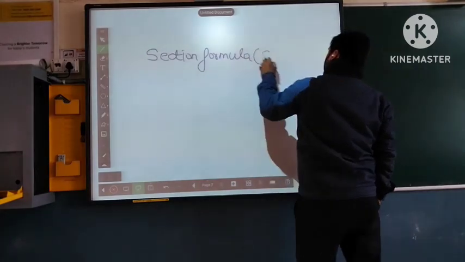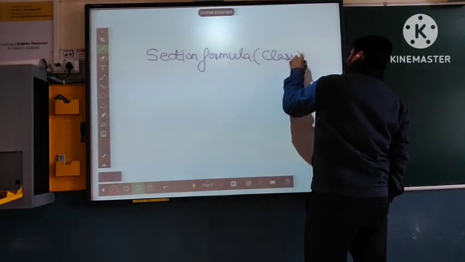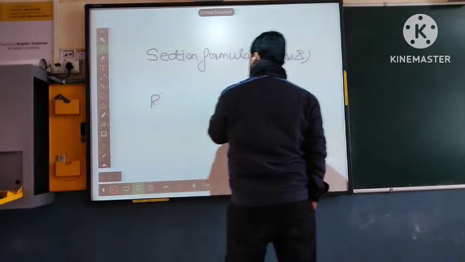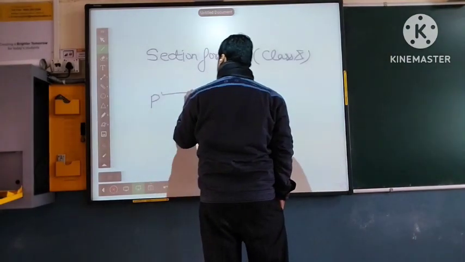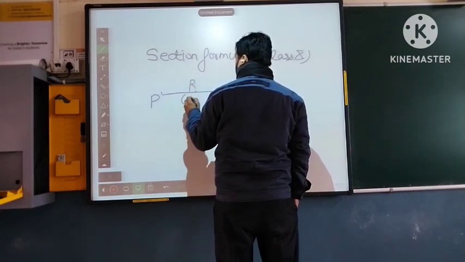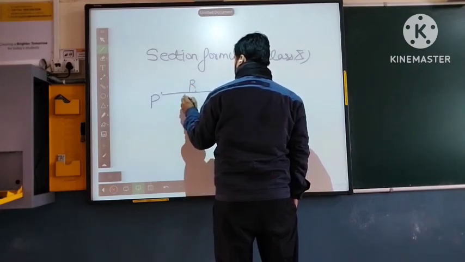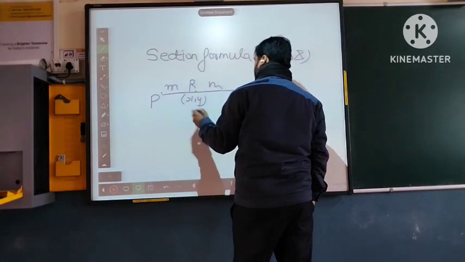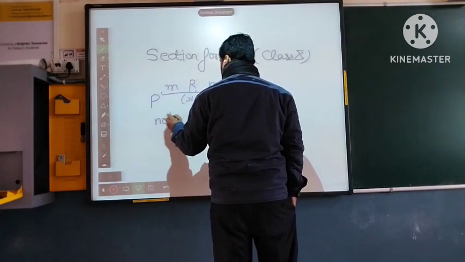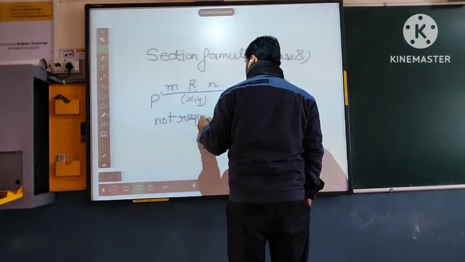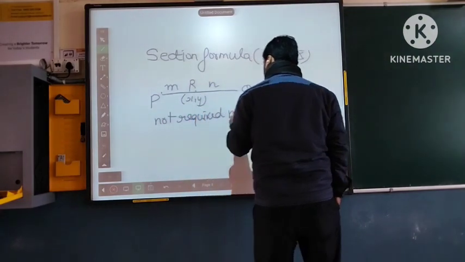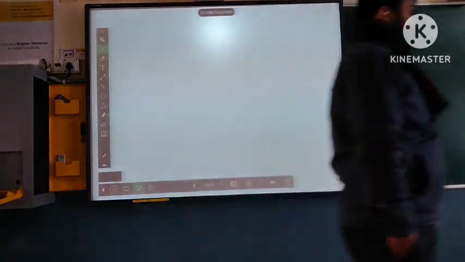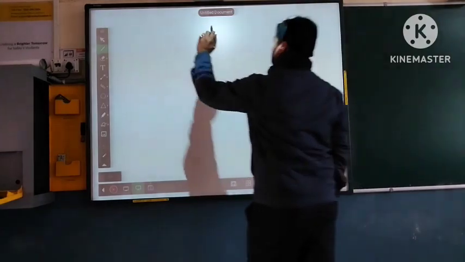The section formula is also there, not here. In class 10th you will have to study the section formula, which talks about how a given coordinate will divide the line, in which ratio. Suppose you have points P and Q, and there is a point R. In what ratio M to N it will divide the given line segment. Not required here as of now, but the extension of the distance formula is the section formula. That is the proper topic.